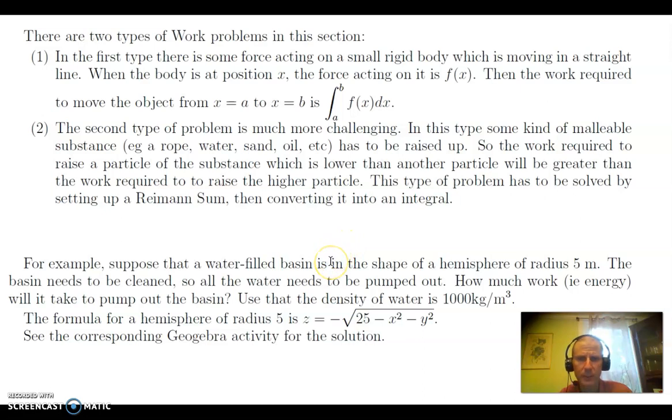Suppose a water-filled basin is in the shape of a hemisphere of radius 5 meters, and that for some reason the basin needs to be cleaned, so we need to pump all the water out. How much work will it take to pump out the basin? Well, we're going to use that the density of water is 1,000 kilograms per meter cubed. We're going to use that the acceleration due to gravity is 9.8 meters per second squared, and we're going to use that the formula for the bottom half of a sphere is z equals minus the square root of 25 minus x squared minus y squared.